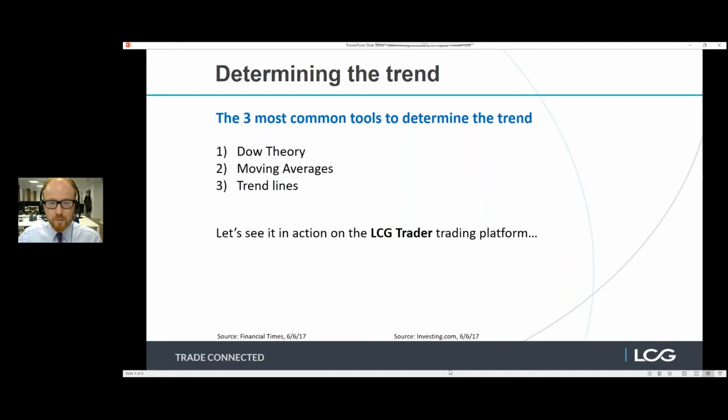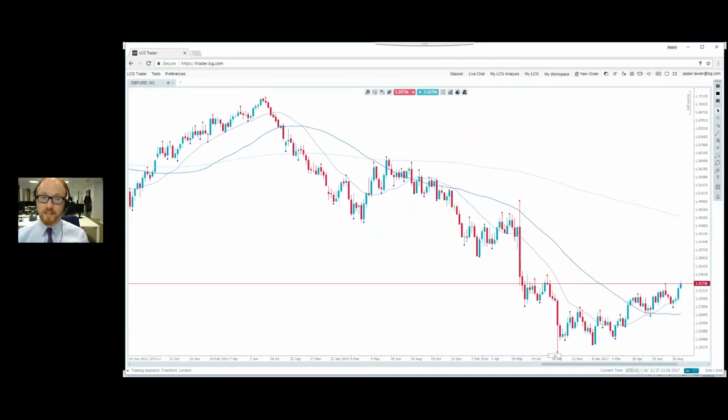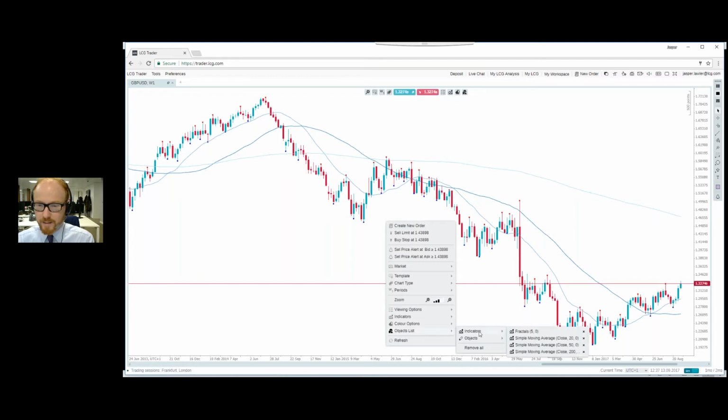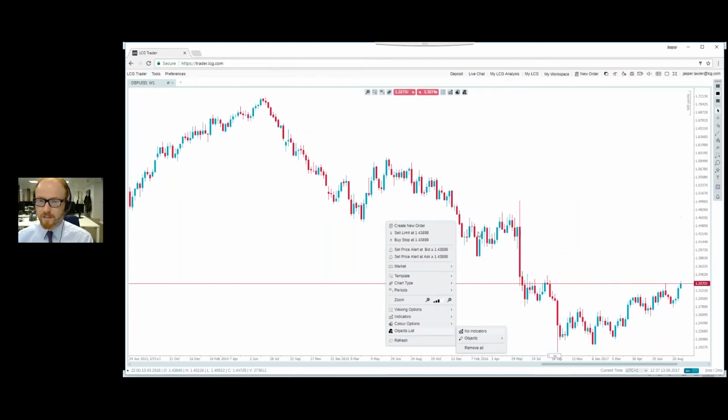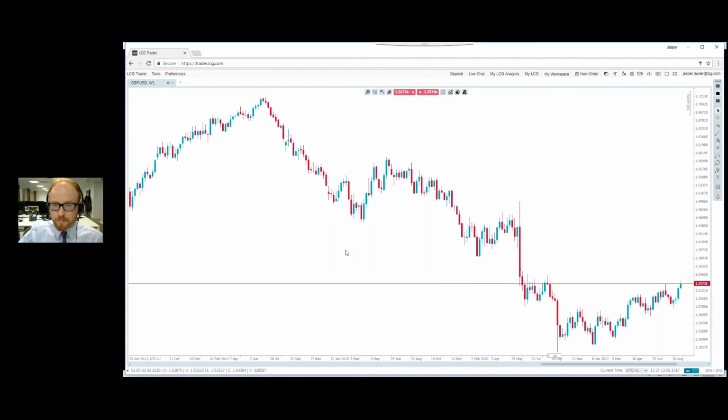So let's jump across to the trading platform here. It's the LCG trader platform. Now I've already got a few of these indicators on here, but let me go back to basics. This is the chart as we normally see it. This is removing everything. It's just the candlesticks.